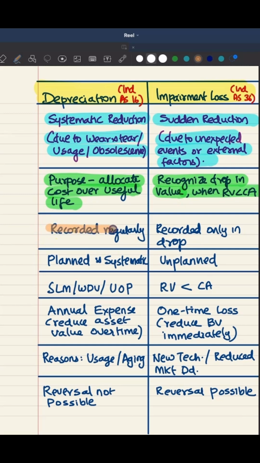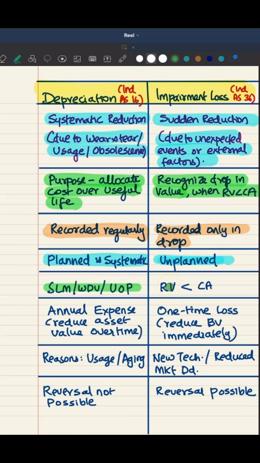This depreciation will be recorded every year. But this impairment loss, even though it will be tested every year, will be recorded only when there is a drop in value of the asset. As already mentioned, depreciation is a planned and systematic expense, whereas impairment loss is unplanned. You may not know in which year there will be impairment loss because it is linked to unexpected events or external factors. Depreciation can be calculated using straight line method, written down value method or units of production method.